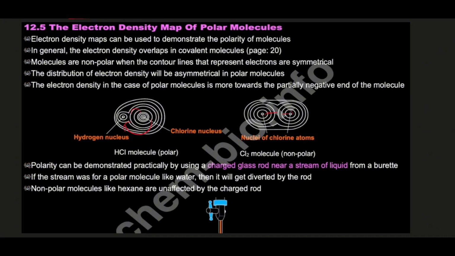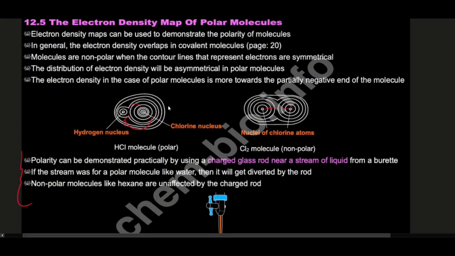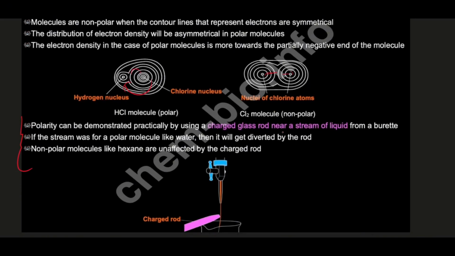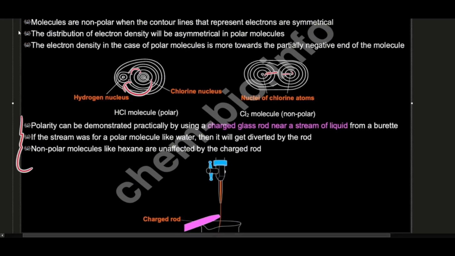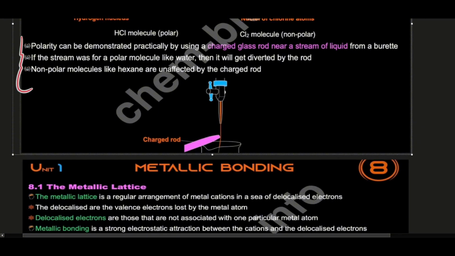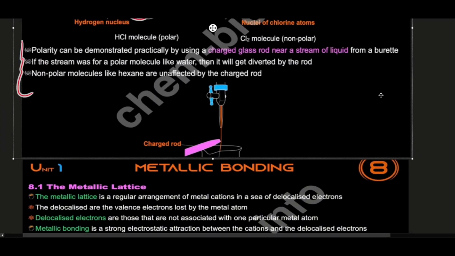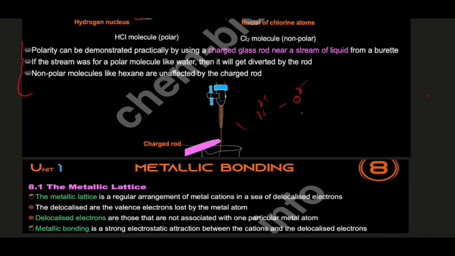We can also determine polarity experimentally by using a charged glass rod near a stream of liquid from a burette. Water is a polar molecule, and we know that water contains partially positive and partially negative charges. So as a result, the charged rod will be able to attract the water, considering it's a polar molecule.